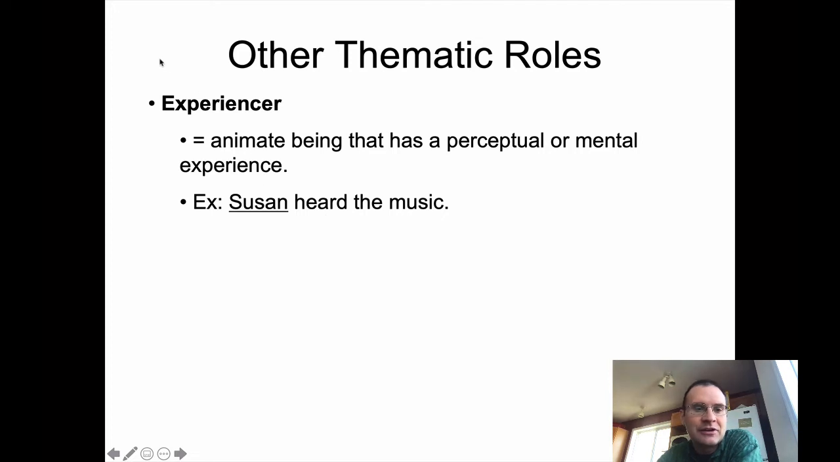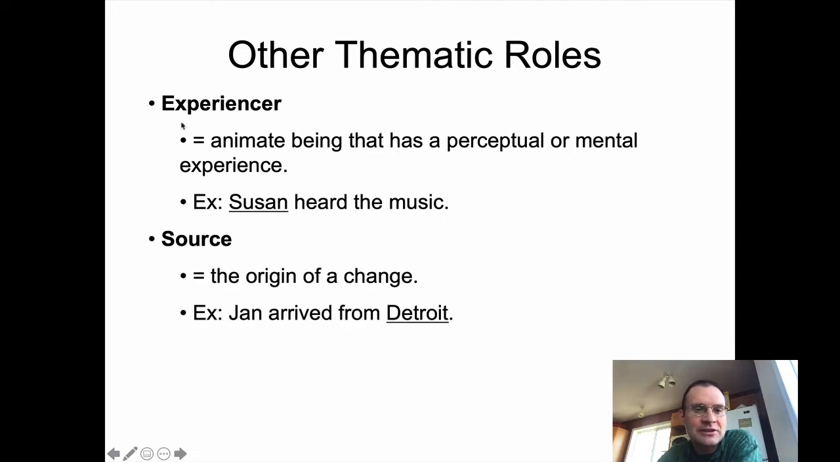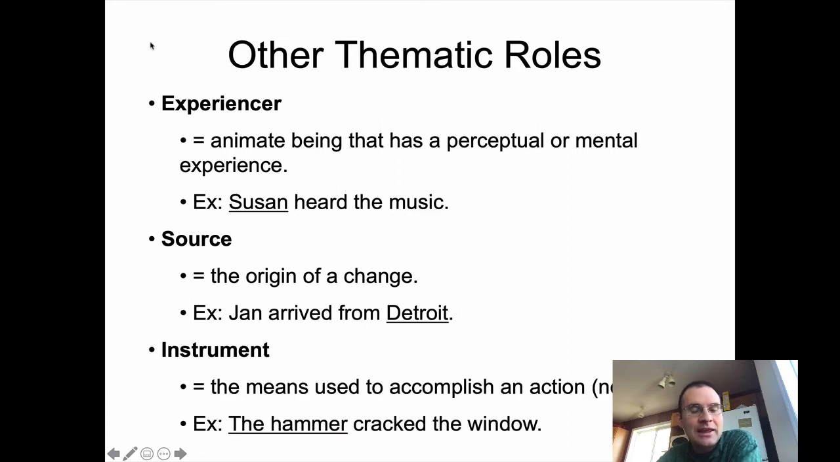All she's doing there is hearing the music. She's not making something happen like an agent would. So she's an experiencer. The source is the origin of a change. So Jan arrived from Detroit. That's where she came from. Detroit is the source. Instrument is the means used to accomplish an action.